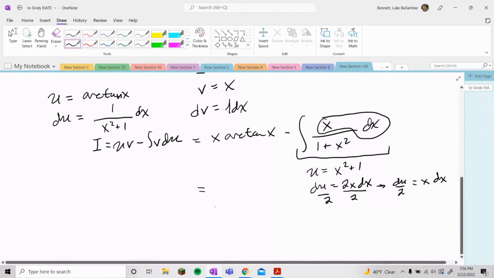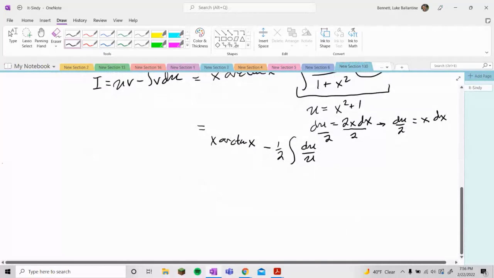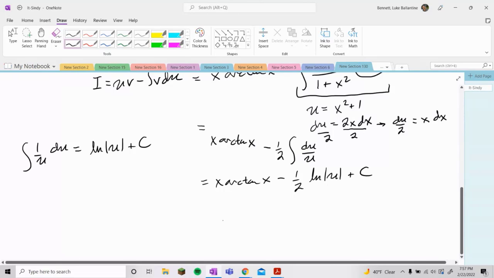So this turns into x arctangent x minus 1/2 the integral of du over u. The integral of 1 over u du is ln absolute value of u plus c. So this is x arctan x minus 1/2 natural log absolute value of u plus c. Now we substitute the u back in: x arctan x minus 1/2 ln of 1 plus x squared plus c.